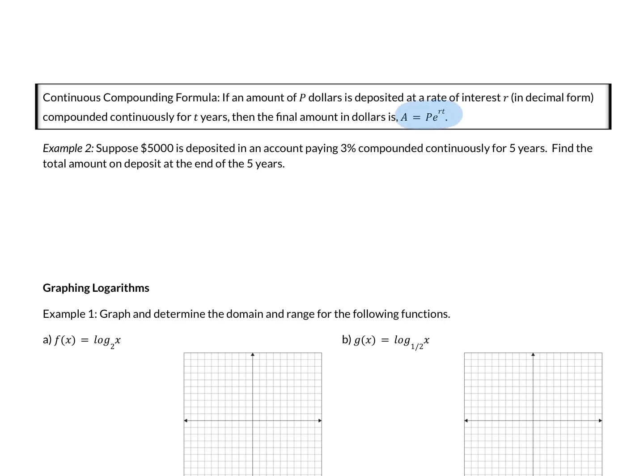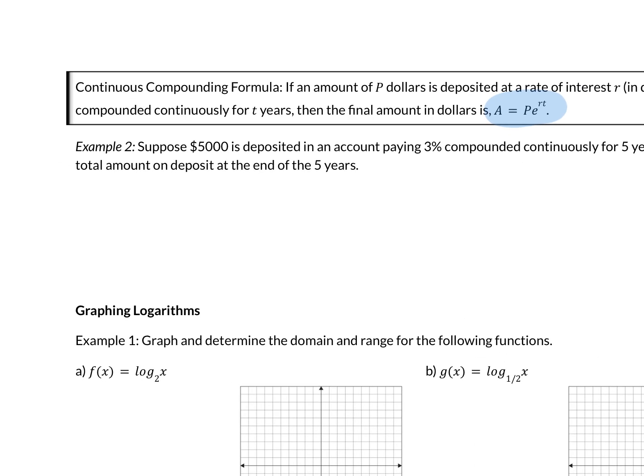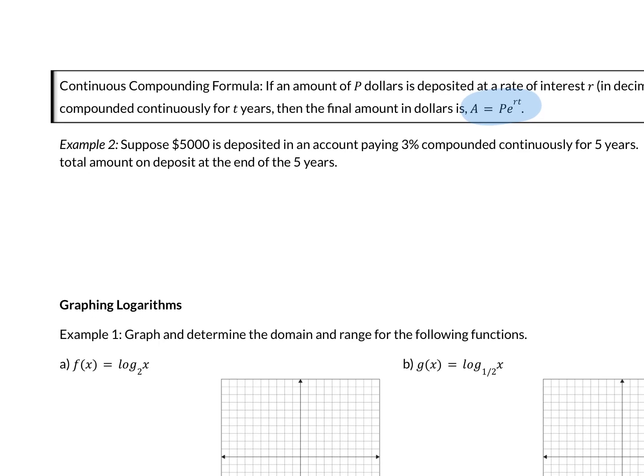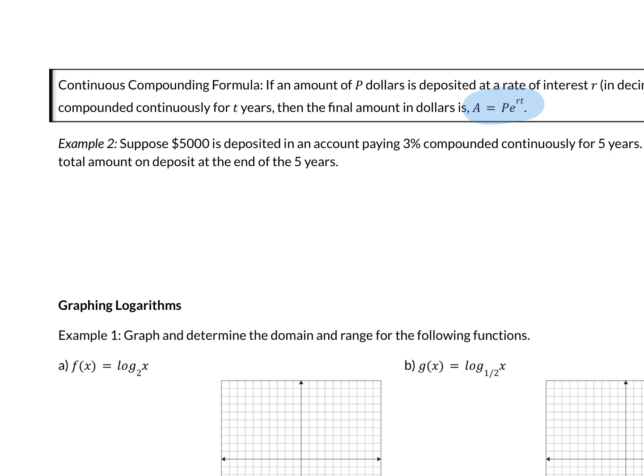This example, we are compounding continuously, so you've got a different formula to use. And remember, compounding continuously means you're using your PERT formula. E is actually a number, right? Anyone know what the number is? 2.7 something, yeah? Good job. So I've got $5,000 being deposited in the bank, paying 3% compounded continuously for 5 years. Find the total amount at 5 years.